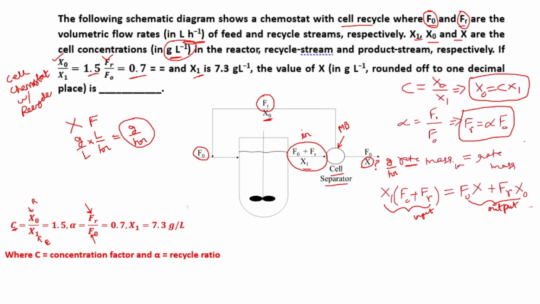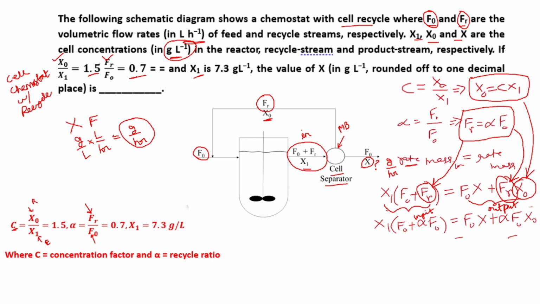Now we have already figured out what x naught is. X naught can be written as C of x1, in terms of the concentration factor. So we will substitute this here. And fr, we have figured out, is alpha f naught. So we will substitute it here, as well as at these two places, because we want something with respect to x.